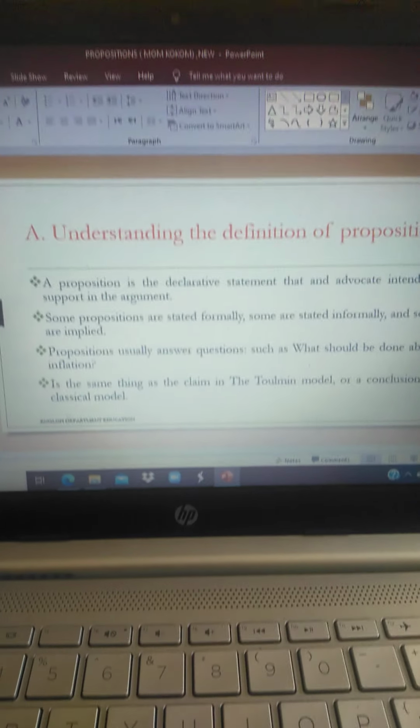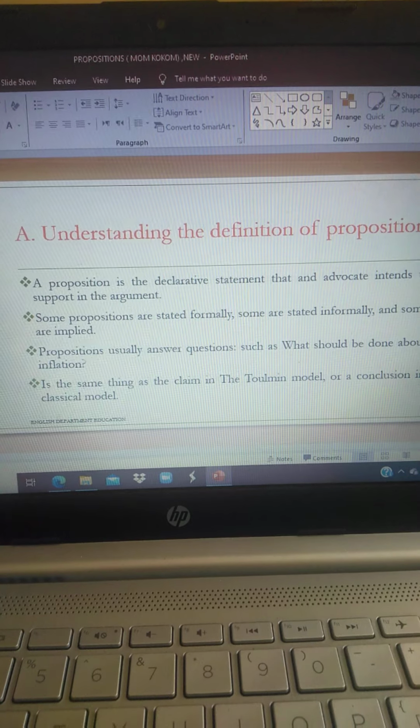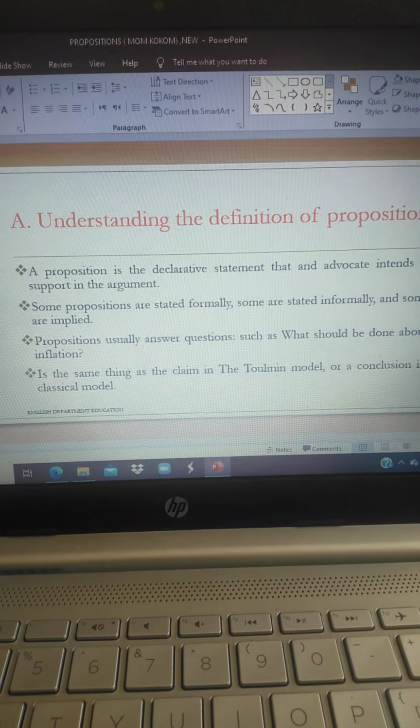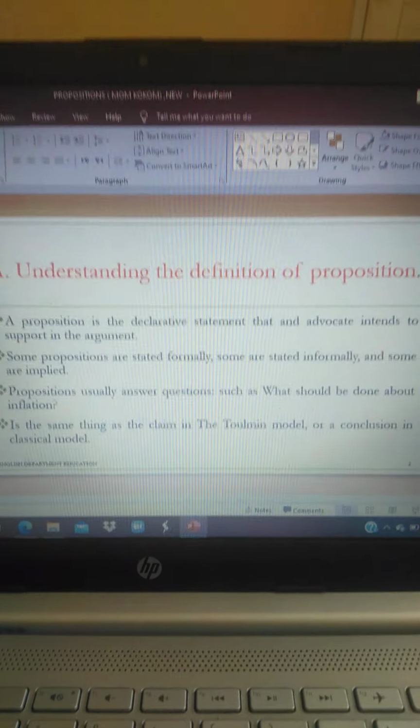We are going to present about our topics. The first one is understanding the definition of propositions. The second one is categorizing propositions. The third one is defining argumentations. Let me start: understanding the definition of propositions.